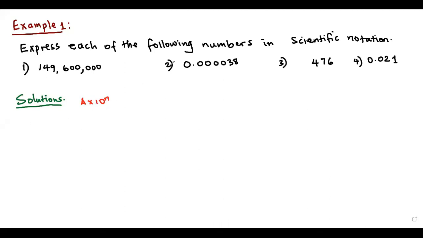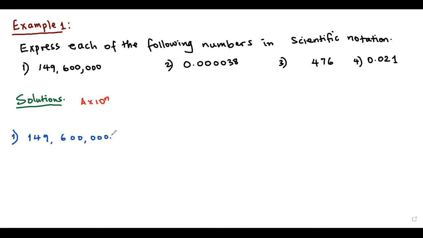Okay, now let's go ahead and answer number 1. We have 149,600,000. Okay, so this number is so big. It is bigger than even 10, and we need this number to be less than 10. So we need to make it small. So what we do, we assume that we have a decimal point here. Are you okay? Can you hear me? Yes.